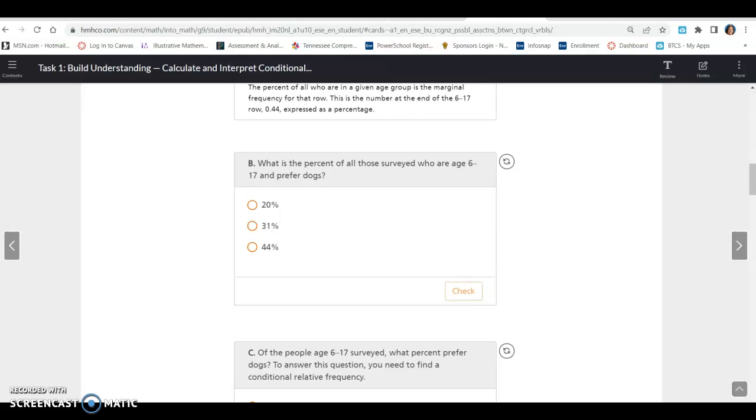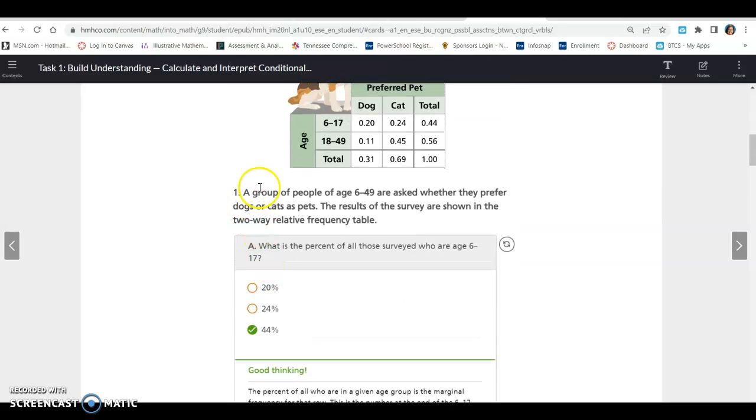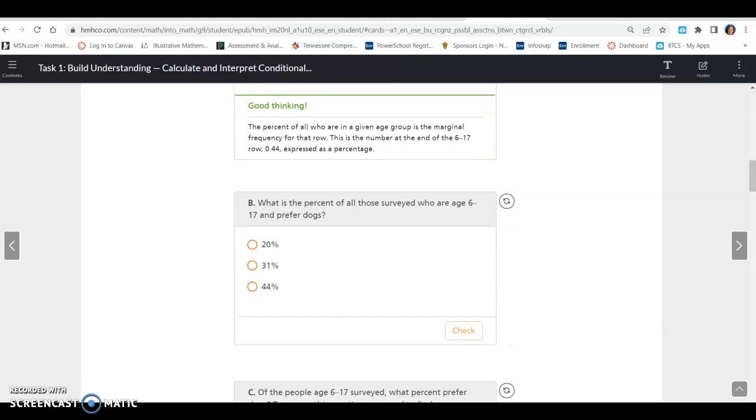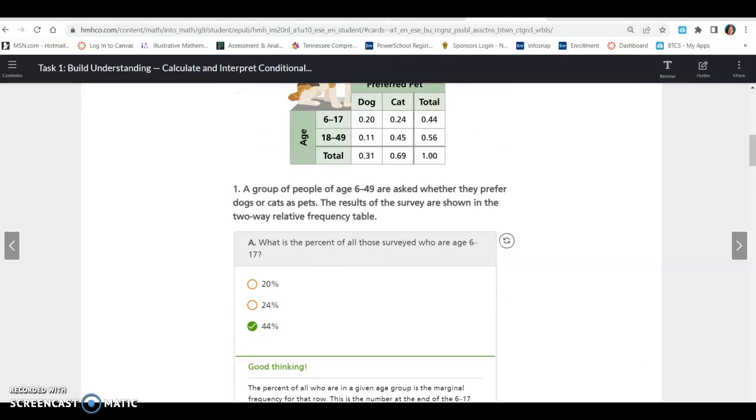All right, so it says, what is the percent of all those surveyed who are age 6 to 17 and they prefer dogs? All right, so they're age 6 to 17 and they prefer dogs. So this would be 20%. All right, again, this comes directly from the table here.